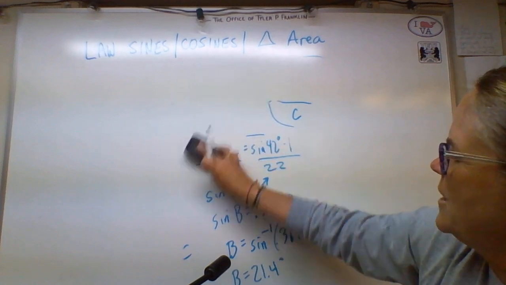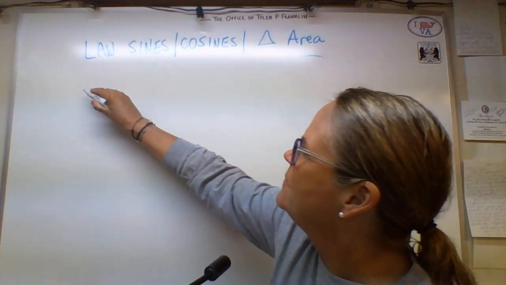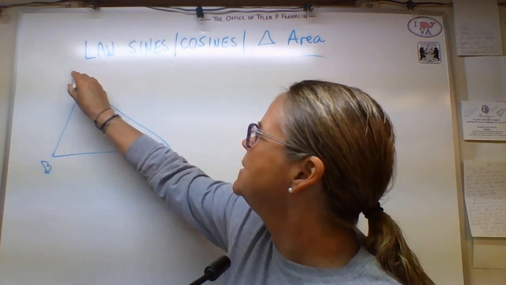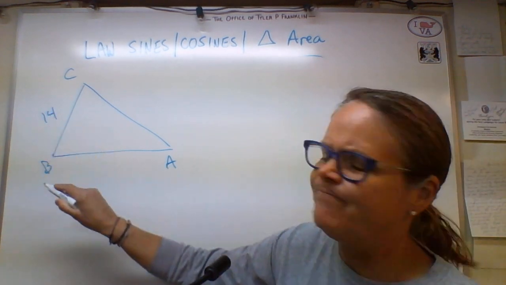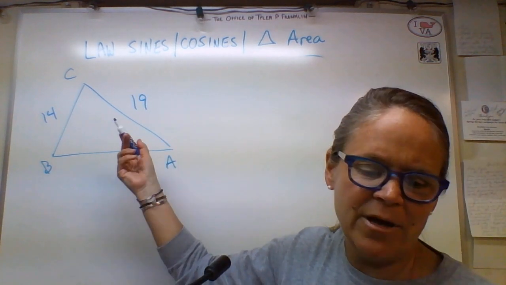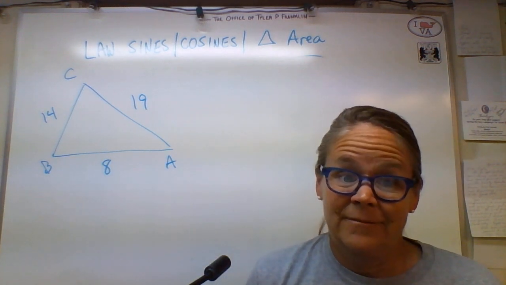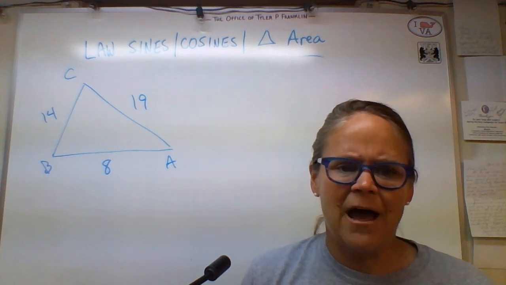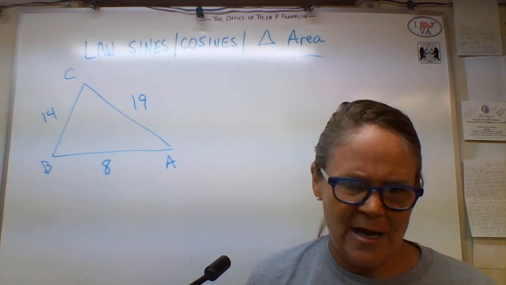So let's look at another one where I give you this triangle, ABC, and I tell you that that's 14, that's 19, even my picture obviously doesn't go, and that's 8. So if I'm looking at that, I got side, side, side. I don't have a side across from an angle. So I have to use law of cosines.